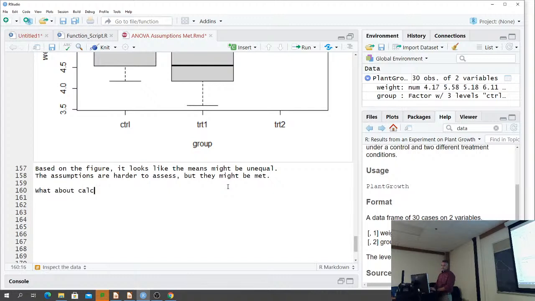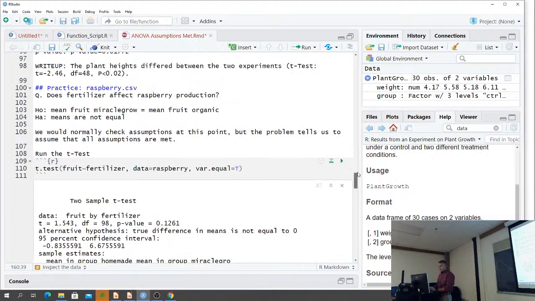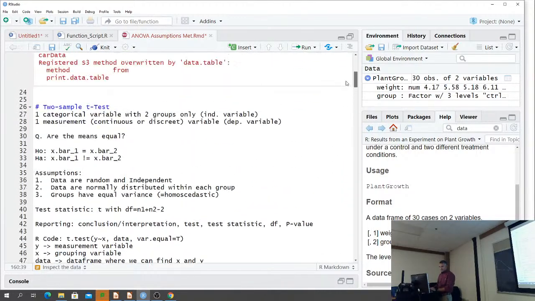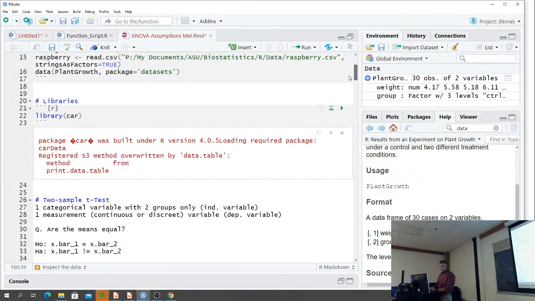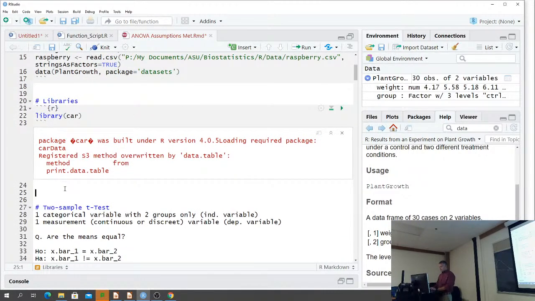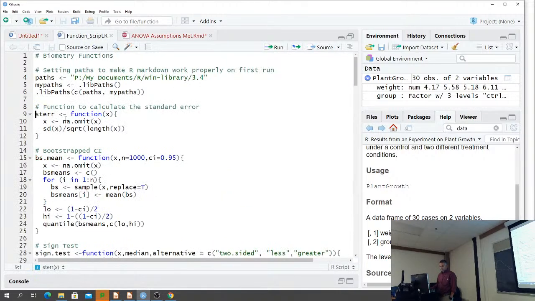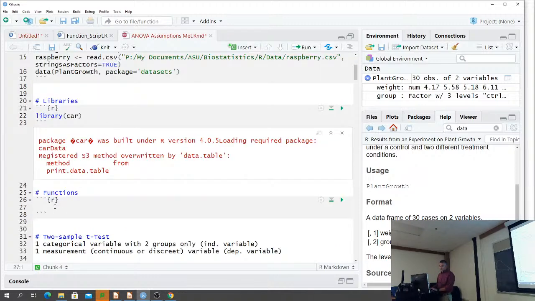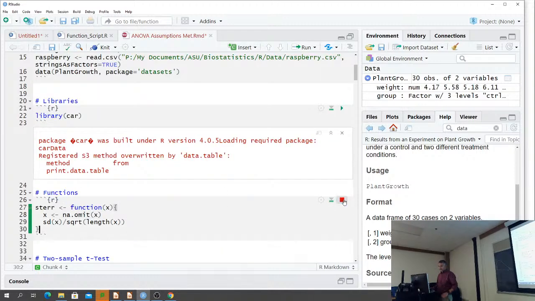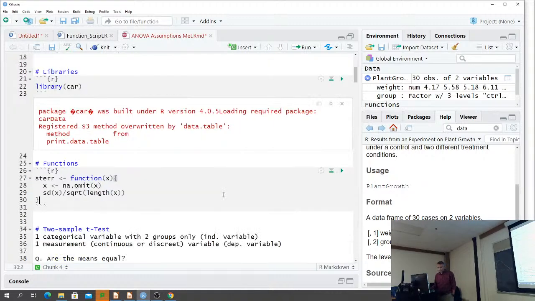What about calculating means and SEs? So I type that down. I need to go up and check to see if I loaded my function. No, I did not. So back up to the top. I am going to add my standard error function. So go back to my function script, copy it, paste it, and run it. So STERR is now accessible.